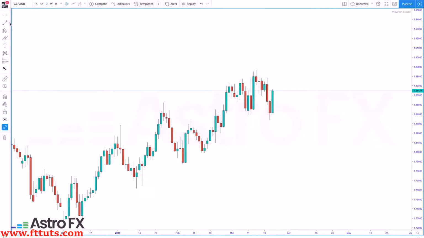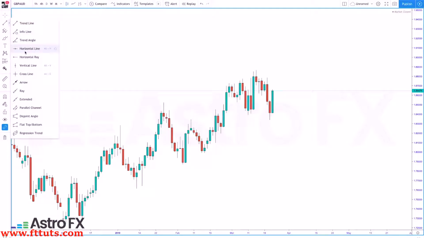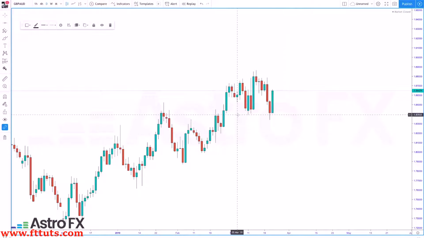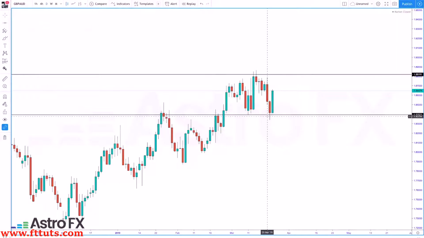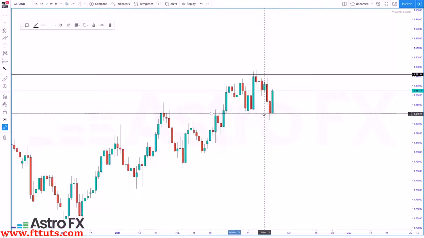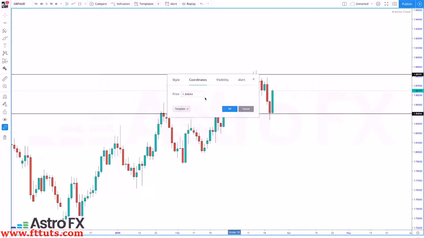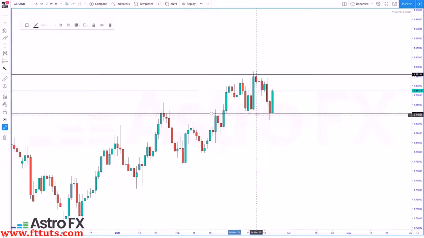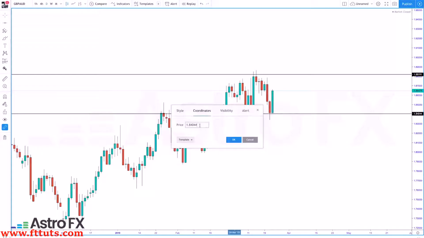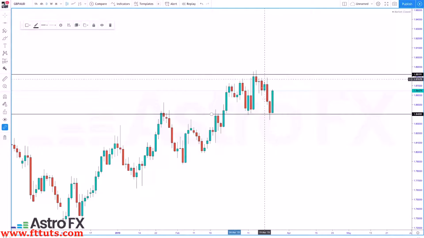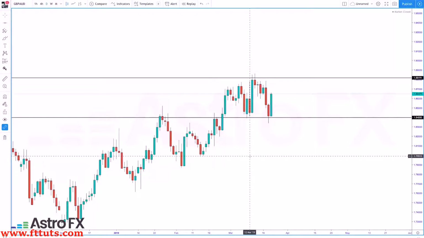Okay, so psychological levels: the zeros, and the 50 levels, 50 zones. So what I mean is, number one, we can see 8400 is quite close to us. What we can do is go into the level, click it, go to the settings, style, coordinates, and we can just snap that in at 8400. We want to do maybe 3 or 4 on the chart, if you will.